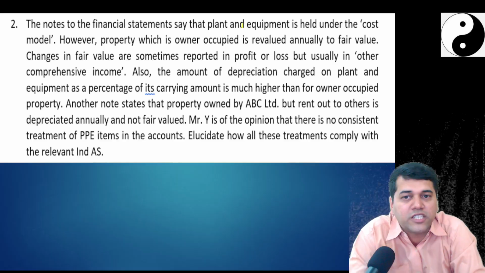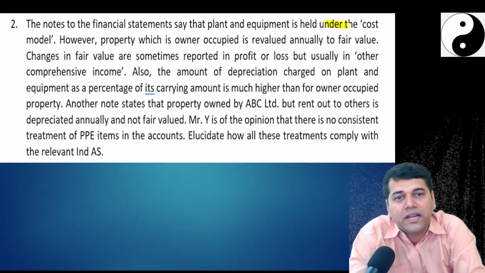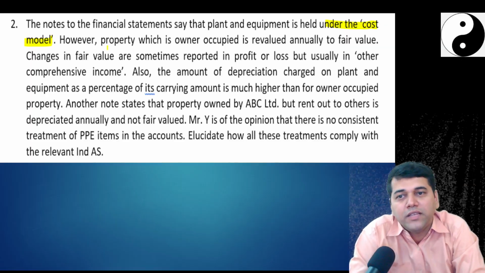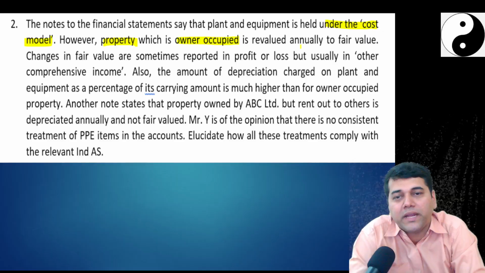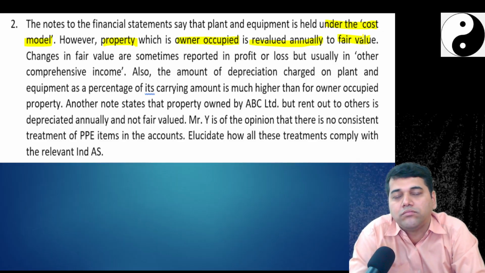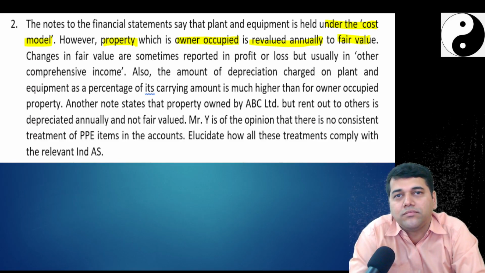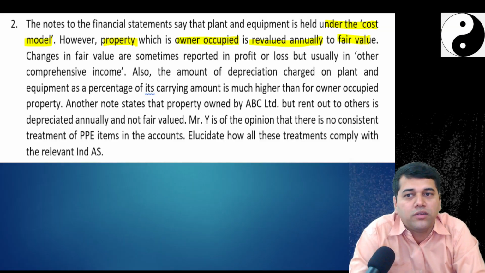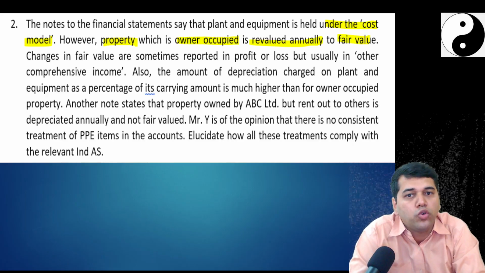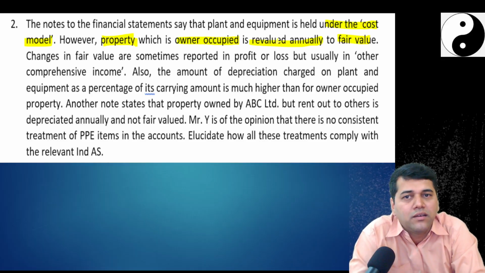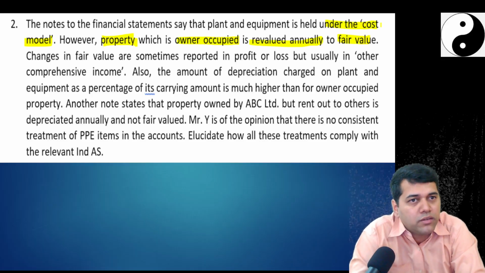Now the notes to the financial statements say that the PPE is held under the cost model. However, the property which is owner occupied is revalued annually to fair value. Plant and equipment is under the cost model, but the property which is owner occupied, meaning some building, is at fair value. Is that okay?